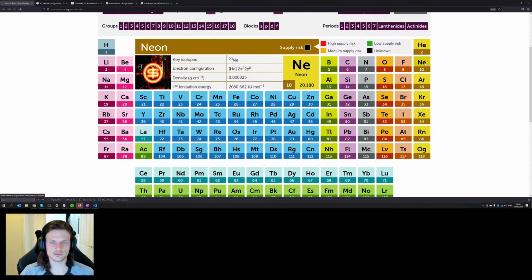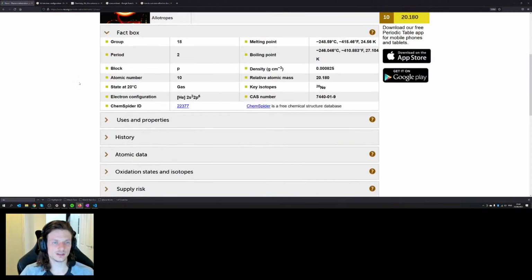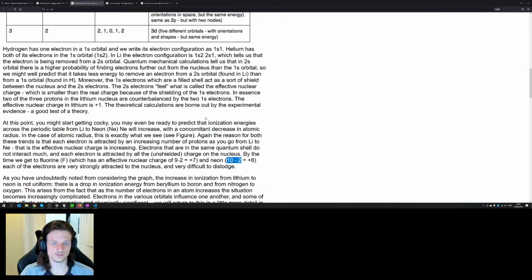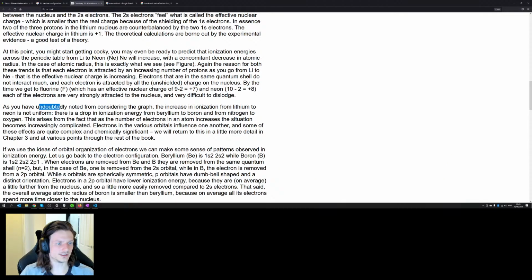Neon, right. So if I click on that, I can see that this should be 10 minus 2 is equal to positive 8. So this will be n minus 2 is equal to positive 8. Great. As you have undoubtedly noted from considering the graph, the increase in ionization from lithium to neon is not uniform.